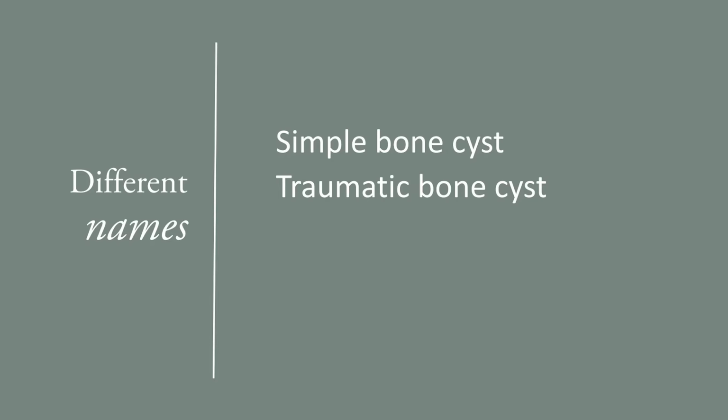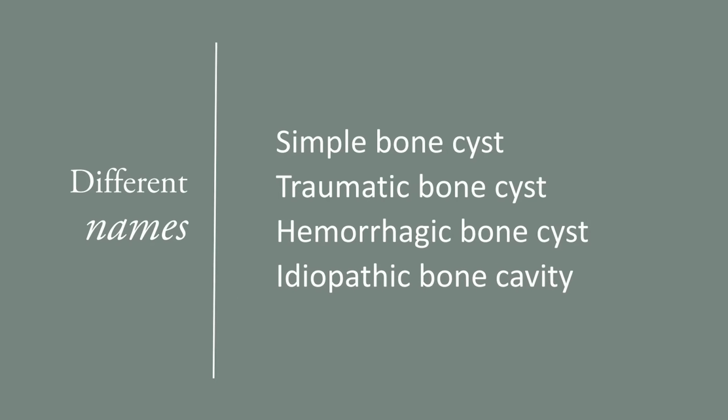These defects do not have epithelial linings. Therefore, a cyst is a misnomer. It's also known as hemorrhagic bone cyst, although there is usually no blood inside such a defect. A better name is probably an idiopathic bone cavity. It tells that it's a cavity in the bone and we do not know the cause.